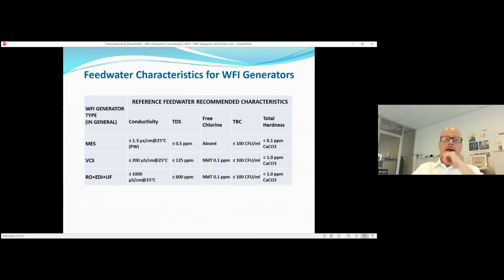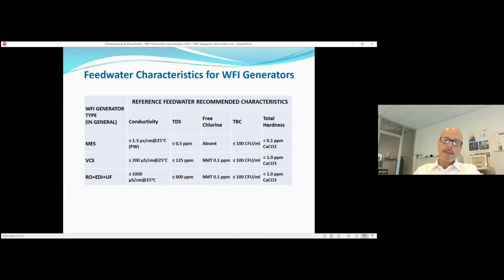There are some characteristics in the feed water for the 3 technologies that I repeat are multi-column distiller or multi-effect distiller, vapor compression distiller, or membrane WFI, that is a reverse osmosis electrodeionizer plus an ultrafiltration module. What I am indicating here are the recommended in-feed conductivity and elements to run the machines.